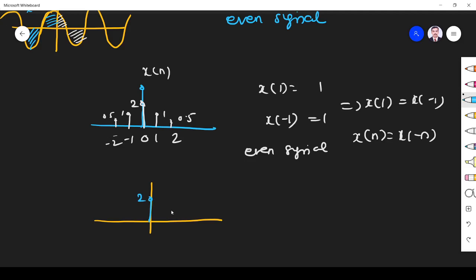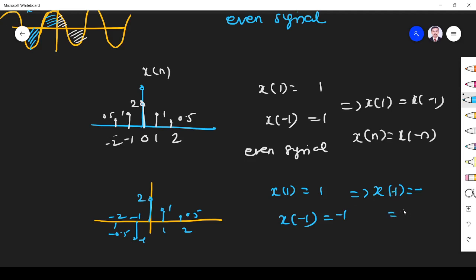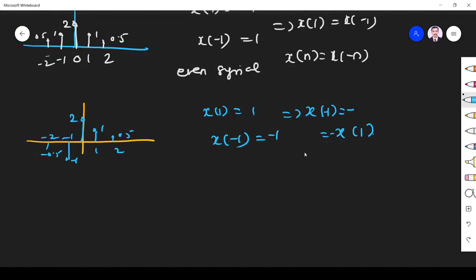Same. 2, 1, 0.5. Minus 1, minus 0.5. 1, 2, minus 1, minus 2. What is x of 1 here? Here x of 1 is again 1. What is x of minus 1? Minus 1. X of 2 is 0.5. X of minus 2 is minus 0.5. This implies x of minus 1 is equal to minus of x of plus 1. Yes or no? So what is it indicating? It is indicating an odd signal.